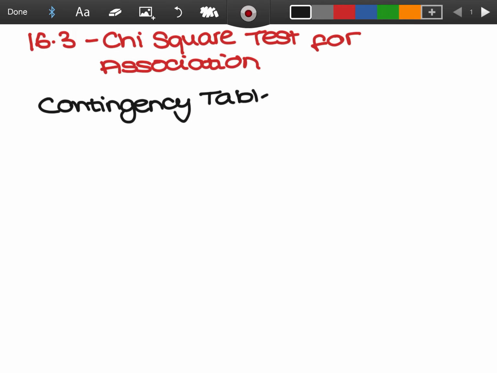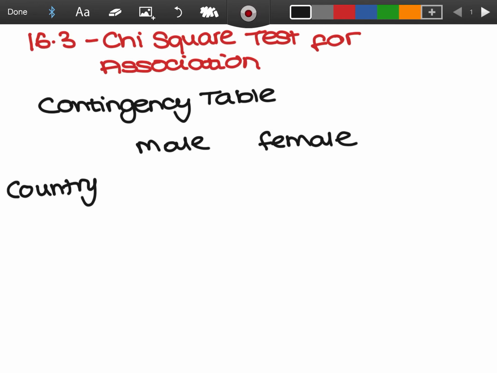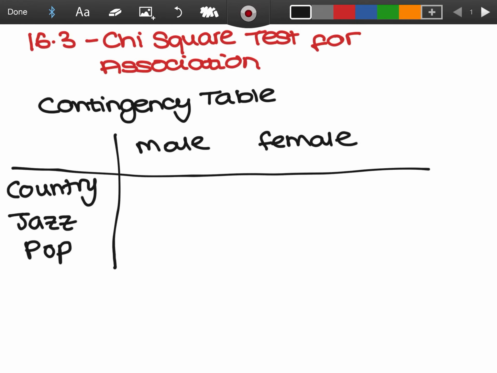What a contingency table does is it tells you the number of people that fall into these categories. So for example, if you had a contingency table for gender and type of music, you could have male, female, and then let's just pick three types of music here: country, jazz, and let's say pop. So three different types of music, and we've got these two different genders.